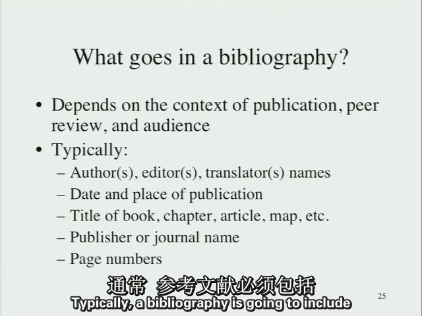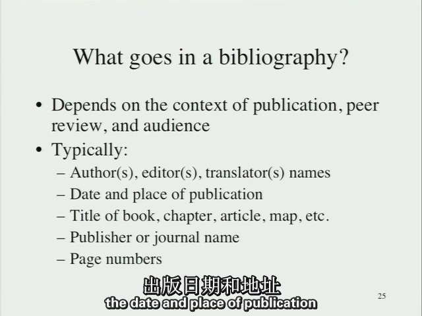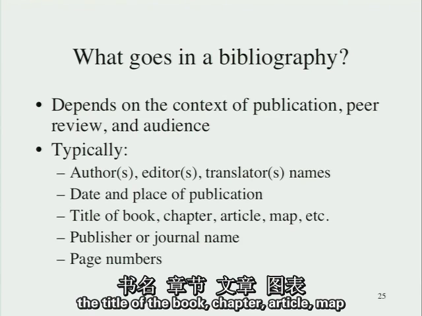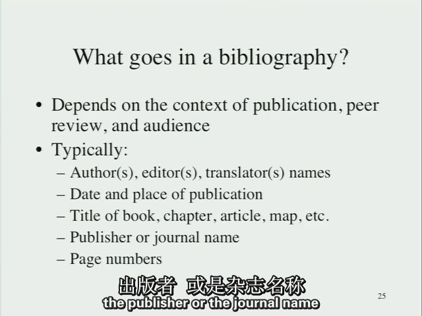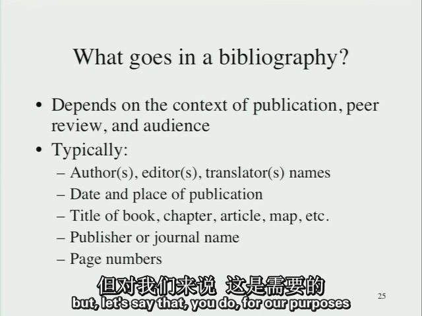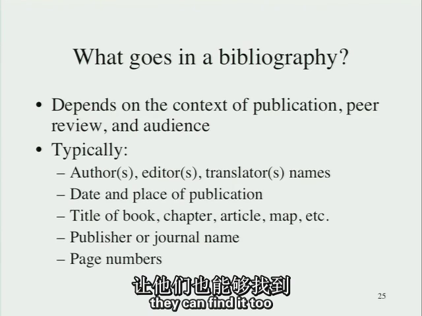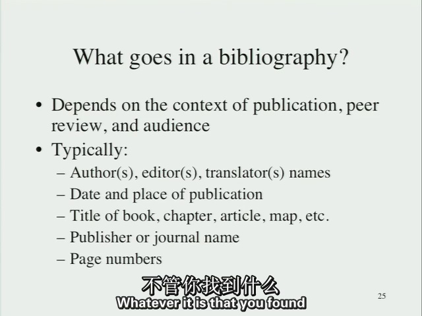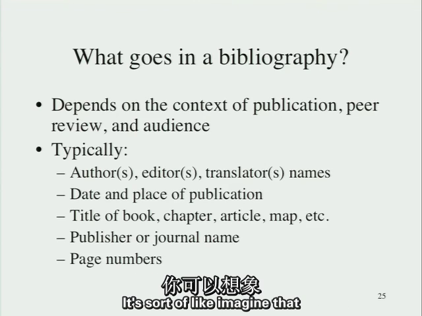Typically, a bibliography is going to include the names of the authors, editors, and translators of the work, the date and place of publication, the title of the book, chapter, article, map, or what have you, the publisher or the journal name, and the page numbers. Sometimes you don't need the page numbers, but let's say that you do for our purposes. The idea is a pretty simple idea. You've got to give them enough information that they can find it too. Whatever it is that you found, they should be able to go and look at. It's really not more complicated than that.